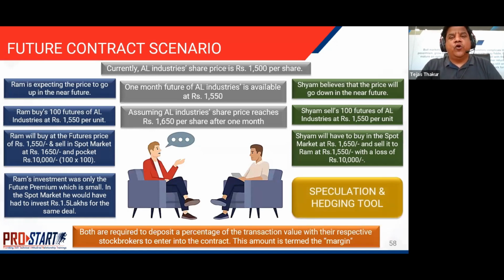Coming to the next part, this was all about speculation. One expected the prices to go up, the other expected the prices to go down, and that is what happened. Futures option can also be used as a hedging tool.